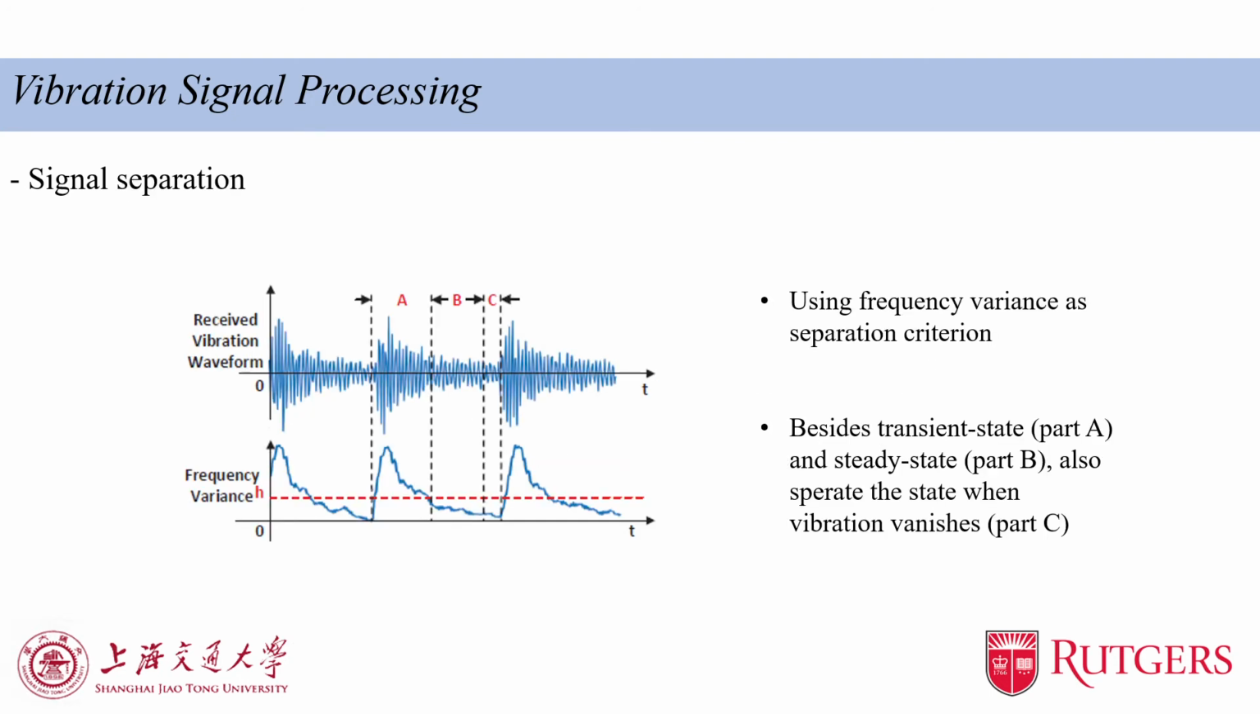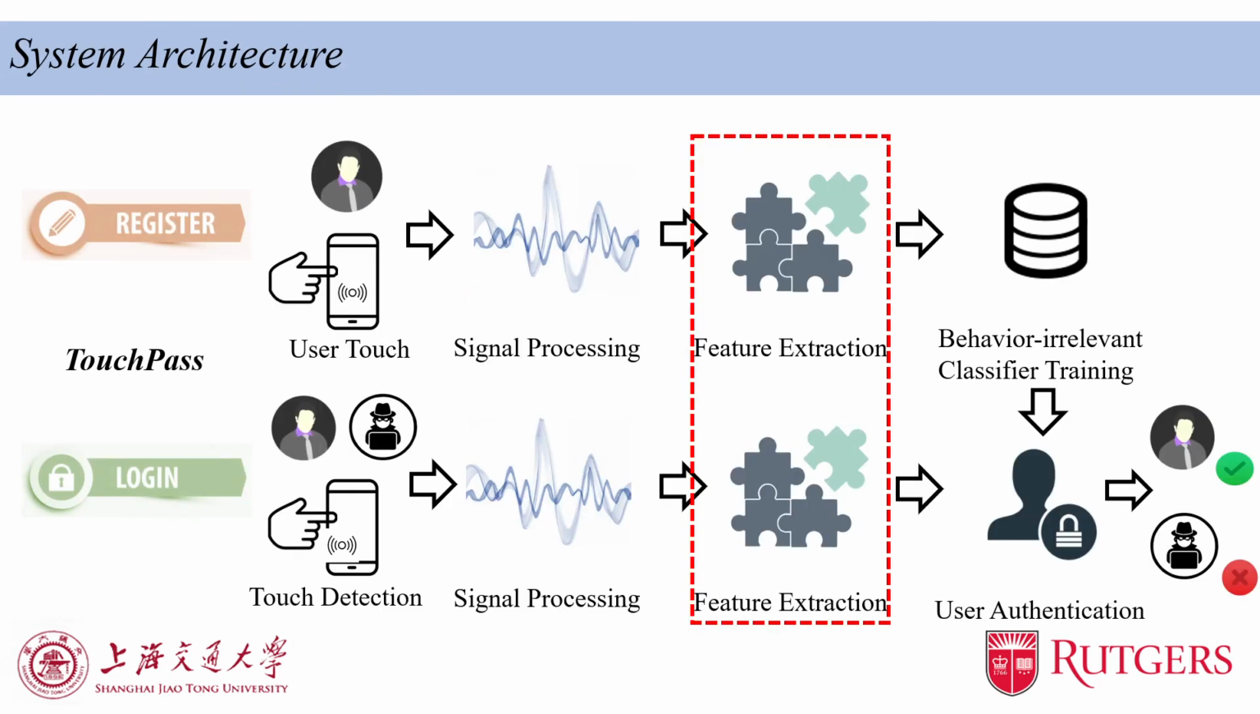Then we further separate the received vibration signals into transient state and steady state, according to the frequency variance of the received vibration signals. As we can see from the figure, part A is related to the transient state, part B is related to the steady state, and there is an extra part C, which is the state when the vibration vanishes. After that, we enter the feature extraction part of the system.